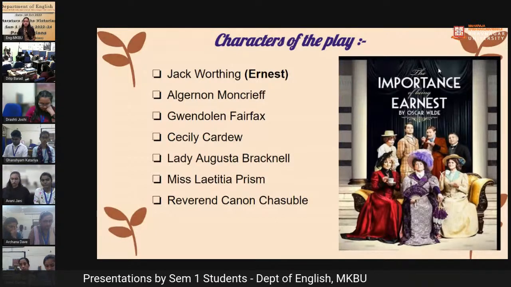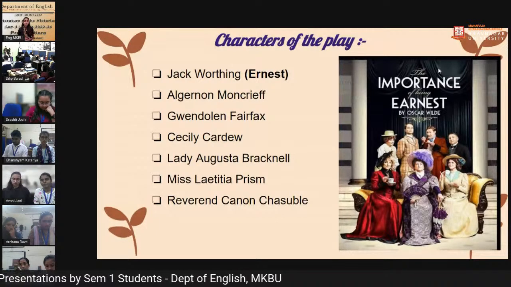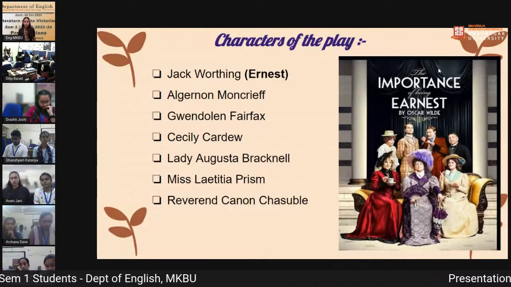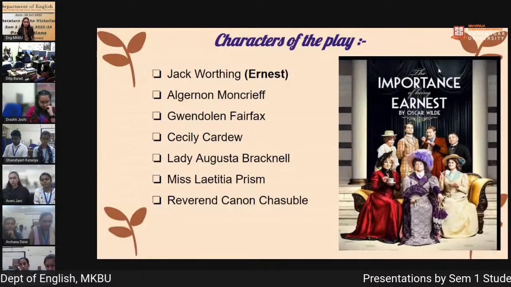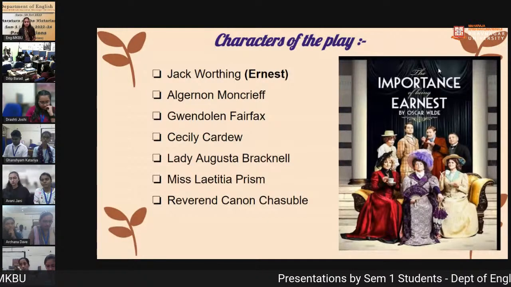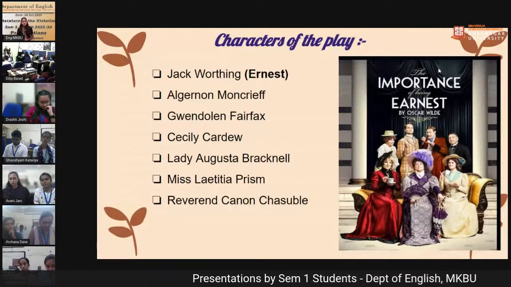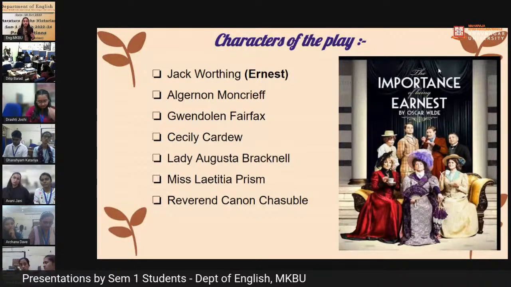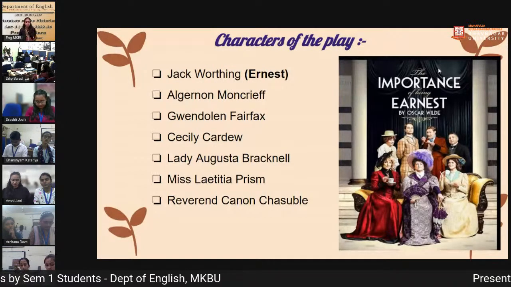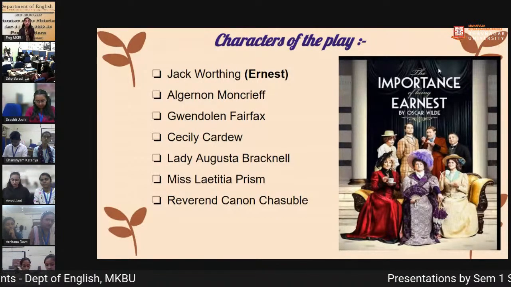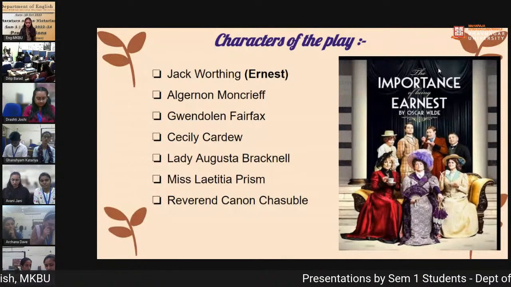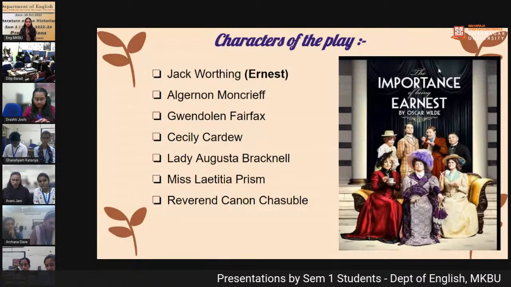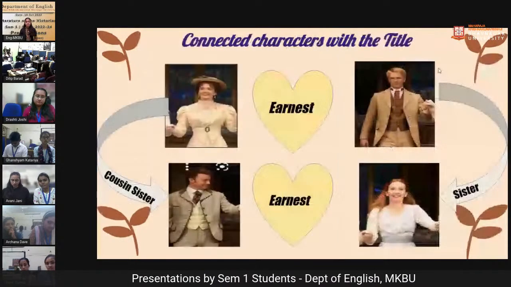Miss Letitia Prism, whose character comes at the end of the novel, is also a major character. And Reverend Canon Chasuble christens the names of Algernon, and Jake as Ernest. Connected characters with the title.